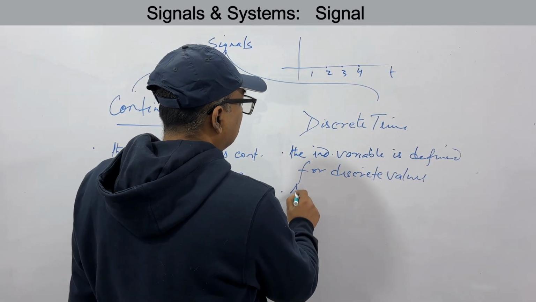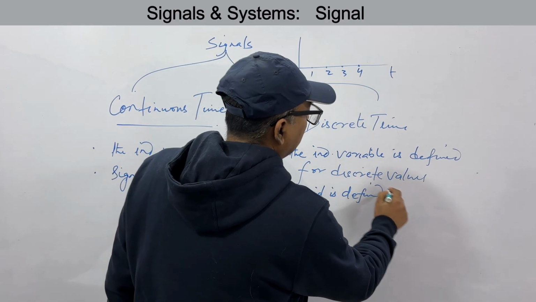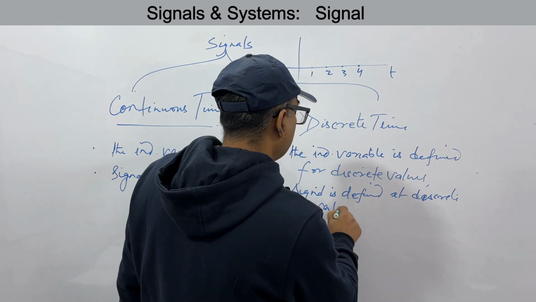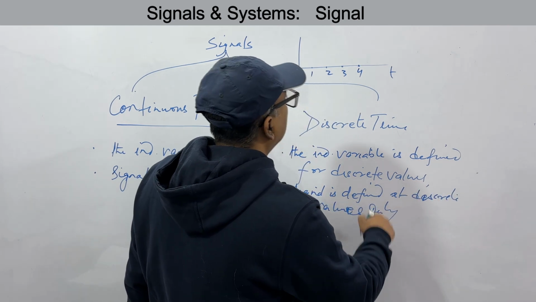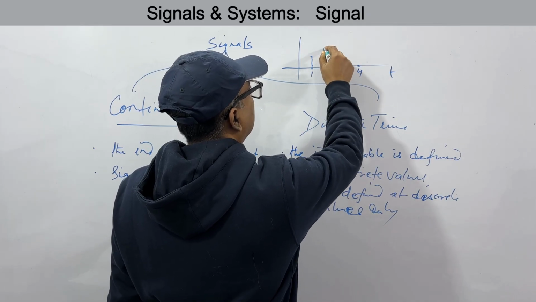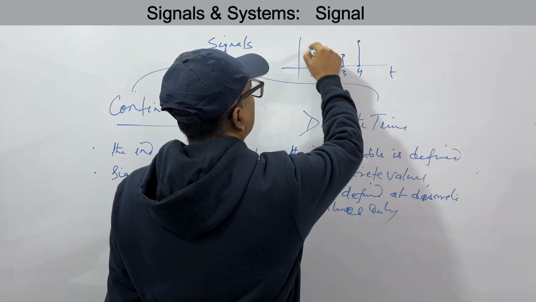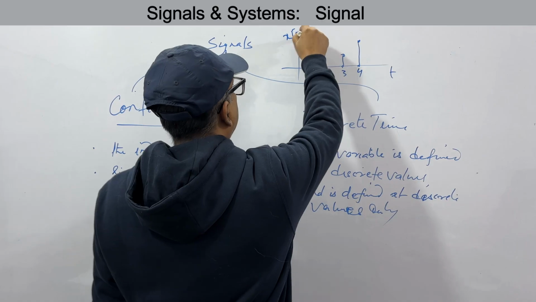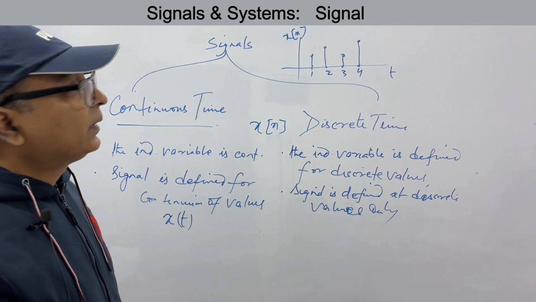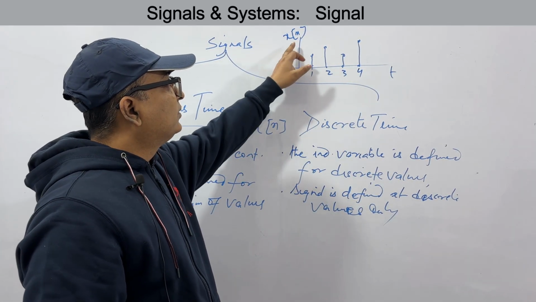Second, similar to this, the signal is defined at discrete values only. So if the discrete values are at 1, 2, 3, 4, the signal is defined at this, at this, at this, and at this. And we denote it like this, x[n] in square brackets. So at n equal to 1, the value is something. At n equal to 2, we have another value.